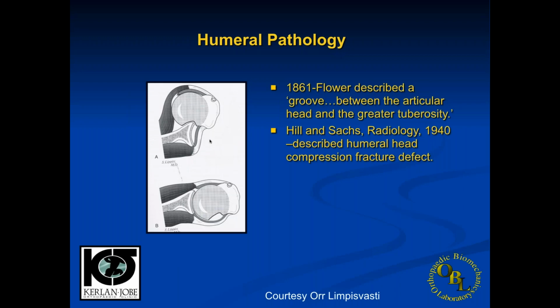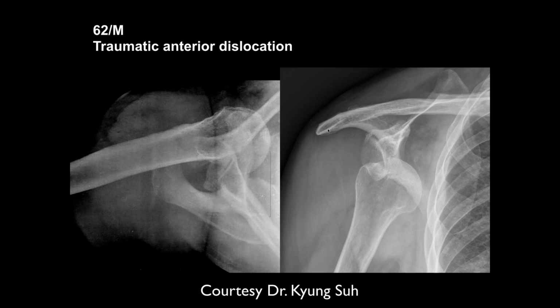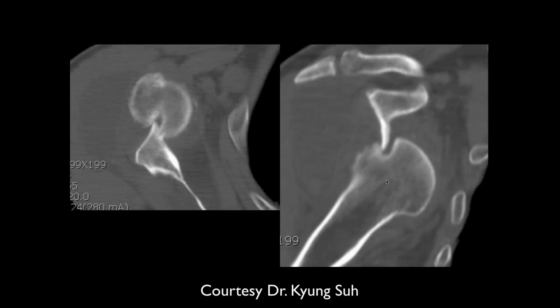So the mechanism of injury is an anterior displacement, and the muscles forcefully contract the humeral head back against the anterior glenoid, which produces a typical Hill-Sachs impaction fracture that you've all seen, first described in 1861 by Flowers, and then later in radiology by Hill and Sachs in 1940. And this is an example. This is plain radiographs where you can see an anterior dislocated humeral head, and the mechanism of impaction of the glenoid against the humeral head, producing the Hill-Sachs impaction lesion.